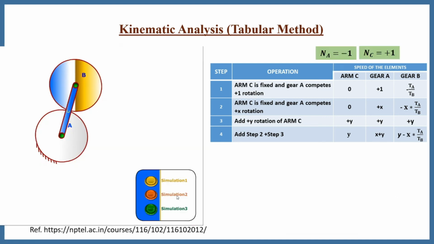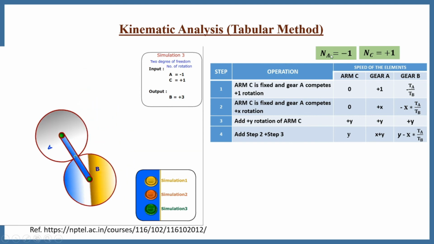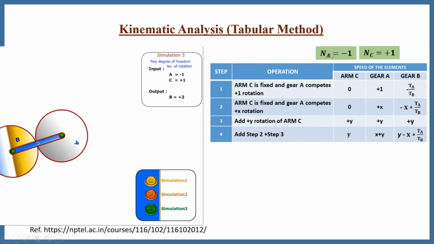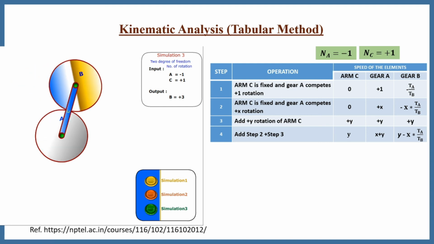Now we will consider the next condition, which is the third simulation, that NA is equal to minus 1, when we rotate gear A in the anti-clockwise direction and arm C in the clockwise direction. NC is equal to 1 and NA is equal to minus 1. Again both the gears have the same number of teeth. TA is equal to TB is equal to 32.